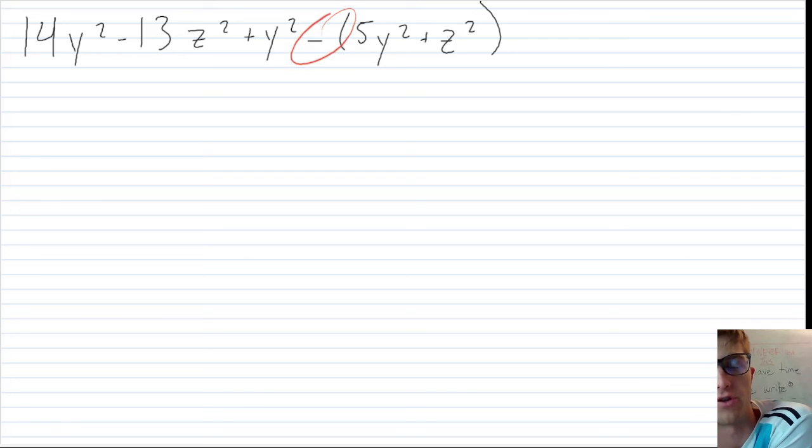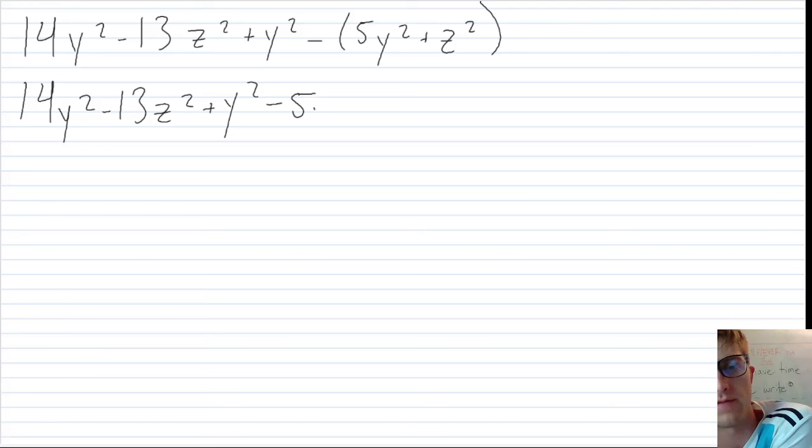So we're going to distribute our negative sign through. Rewrite everything we're not going to touch: 18z squared plus y squared. Now, negative 1 times 5y squared equals negative 5y squared. And negative 1 times z squared is negative z squared. Basically, whenever we have a negative to distribute through, we're just going to flip the sign of whatever's on the inside. All right, now let's use our circles and squares.